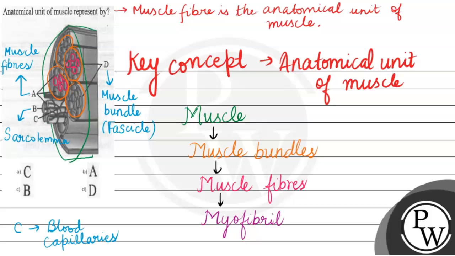And the anatomical unit is the muscle fiber. Therefore, A should be the correct answer. Now, the option B is the correct answer for the given question, that is A. It means muscle fibers. So, our B option is correct. I hope the question is understood to you.